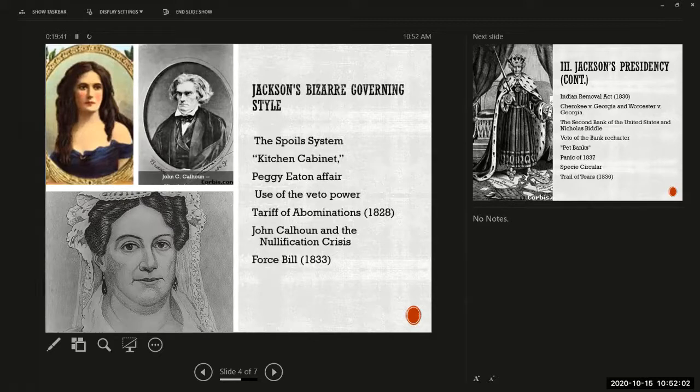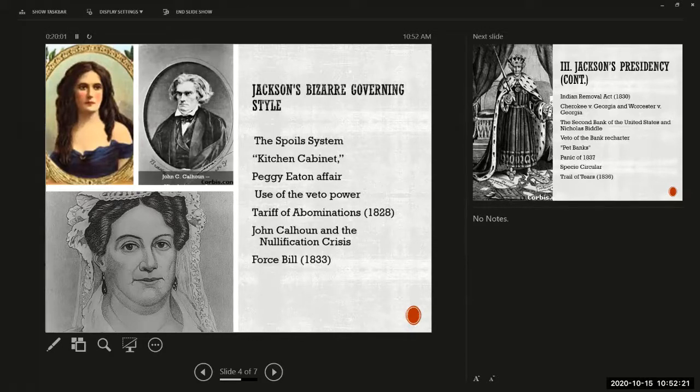Calhoun gave a toast right back: "The Union, next to our liberty, the most dear. May we all remember that it can only be preserved by respecting the rights of the states and distributing equally the benefit and burden of the Union." Okay, so the two of them didn't like each other.